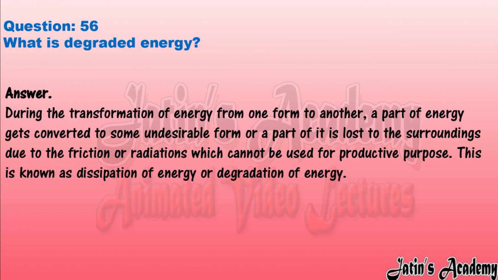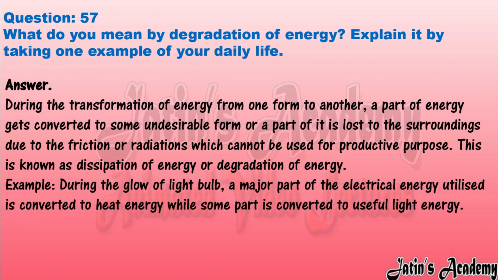Question 56. What is degraded energy? Answer. During the transformation of energy from one form to another, a part of energy gets converted to some undesirable form or a part of it is lost to the surroundings due to the friction or radiations which cannot be used for productive purpose. This is known as dissipation of energy or degradation of energy.